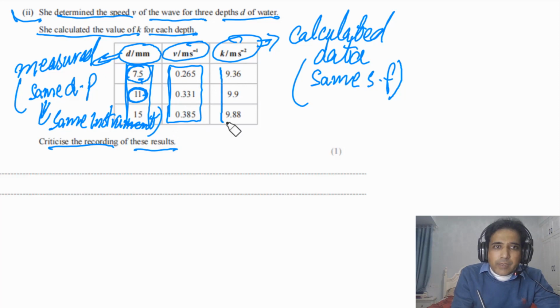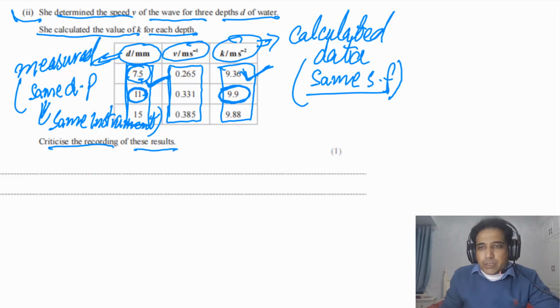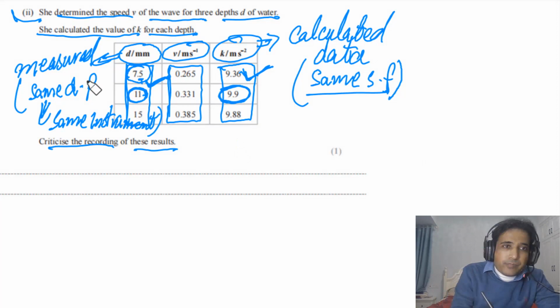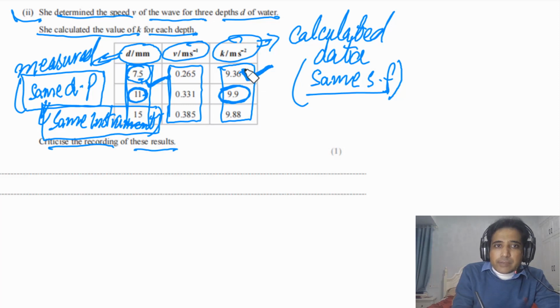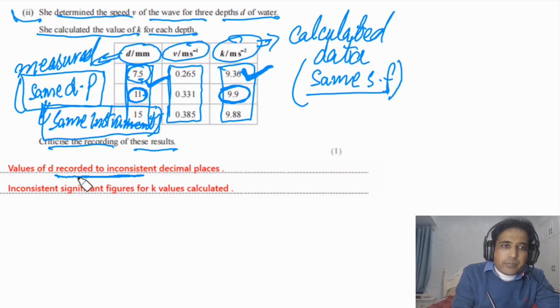But if you look at these values, they should have the same SF, but they do not. I mean, they have inconsistent SF values. So we can criticize this: inconsistent SF. So these 2 points we can write. This question has 1 mark. You can write any one of them, but the best point is this: they should have the same dp, because we are using the same instrument. But you can also talk about SF as well, inconsistent SF. They should have the same SF. So in our answer, we can talk about these 2 points. So these are valid points. The first one is very practical, because this tells us about the instrument we are using. You can talk about this one, and you can also talk about SF.